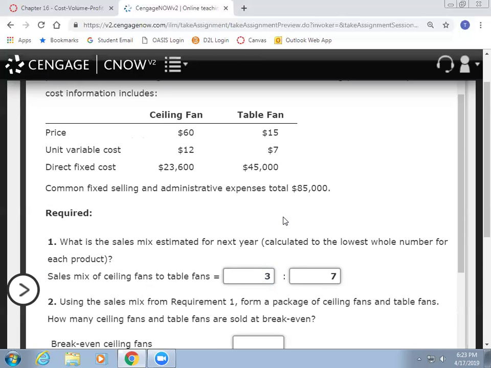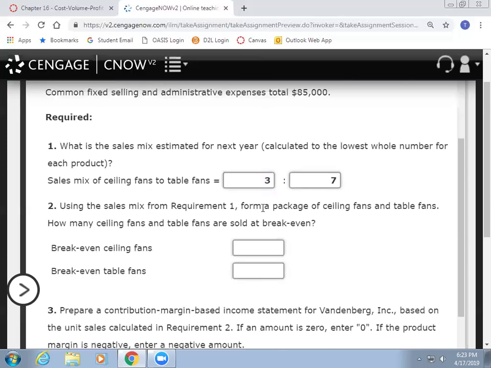So on number 2, it says, using the sales mix from requirement 1, we want to form a package of ceiling fans and table fans and calculate how many ceiling fans and table fans are sold at break even. That's fun, right? I'll show you how to do that. Like I said, this is probably the trickier part.